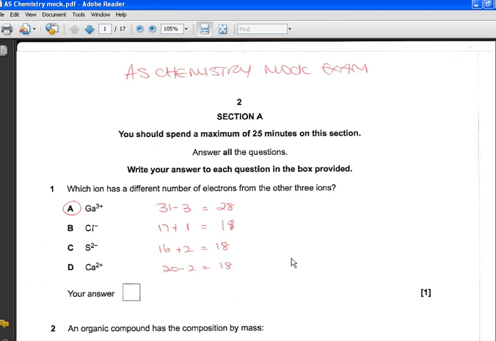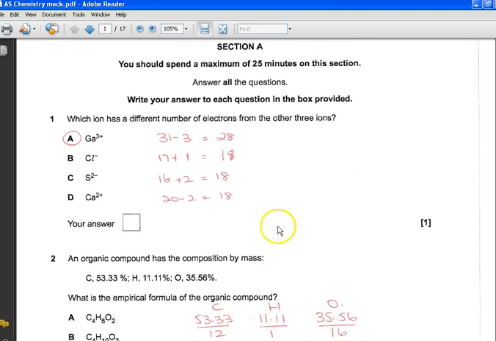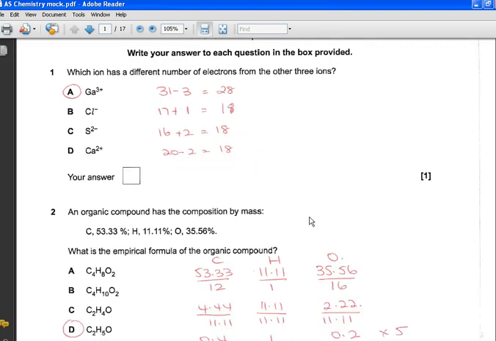I'm going to go through the chemistry mock exam that you took a couple of weeks ago. Right, so first section, multiple choice, question 1. I don't really think there's a quick way you can do this, other than very quickly write down the atomic number and add or take away the number of electrons. Okay, and then that tells you which one is different to the others.